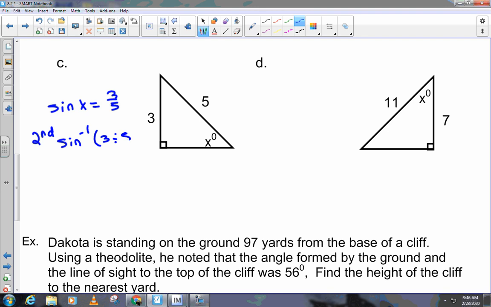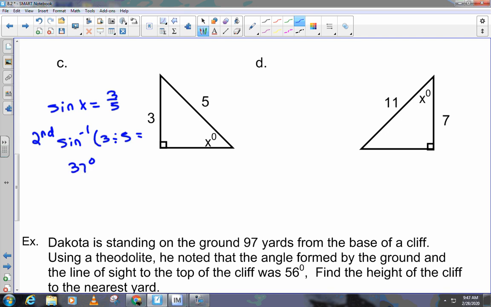3 divided by 5, and hit enter. So you do second sine, 3 divided by 5, and what did you get? 36.8 something, right? Okay? Usually the angles, they have you round to the nearest whole number. So this would be 37 degrees.